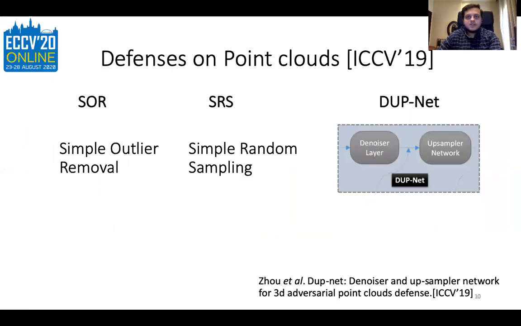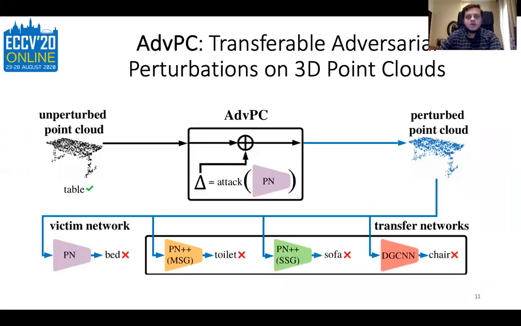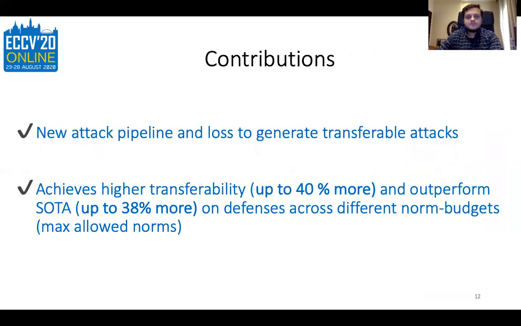The defense by Zhao et al. from ECCV 19 showed how it is easy to defend against previous attacks with simple statistics like random sampling and denoising. We propose a new adversarial attack on point clouds that transfers to unseen networks and breaks available defenses, making the 3D attack more dangerous.